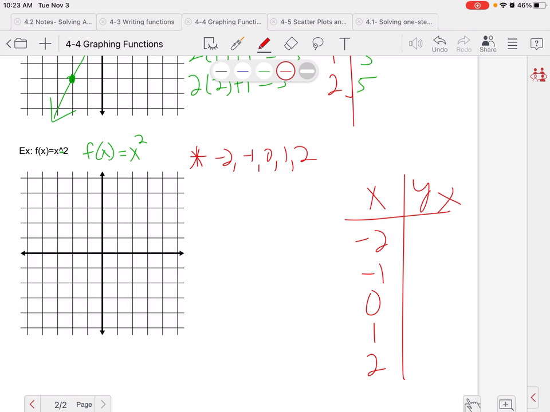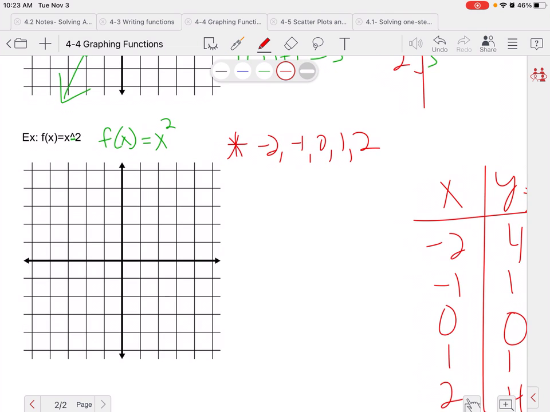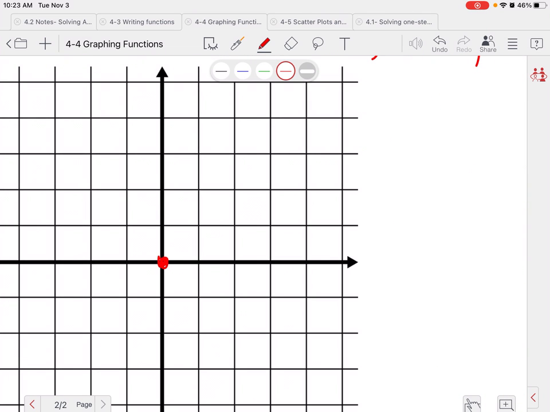So what do we get when we plug in negative 2? We would get a positive 4. What would we get when we plug in negative 1? We'd get 1. Plug in 0, we get 0. 1, we get 1. 2, we also get 4. So here we have 0, 0. We're going to have negative 1, 1, and 1, 1. And 2, 4.